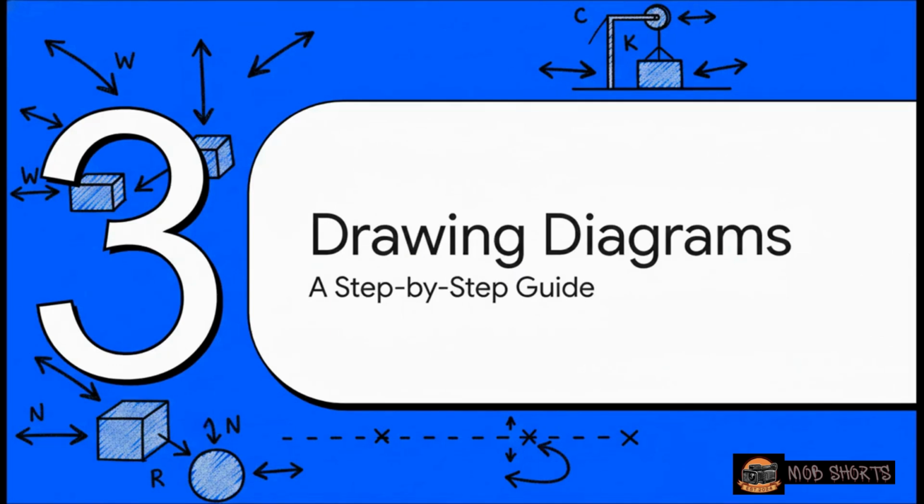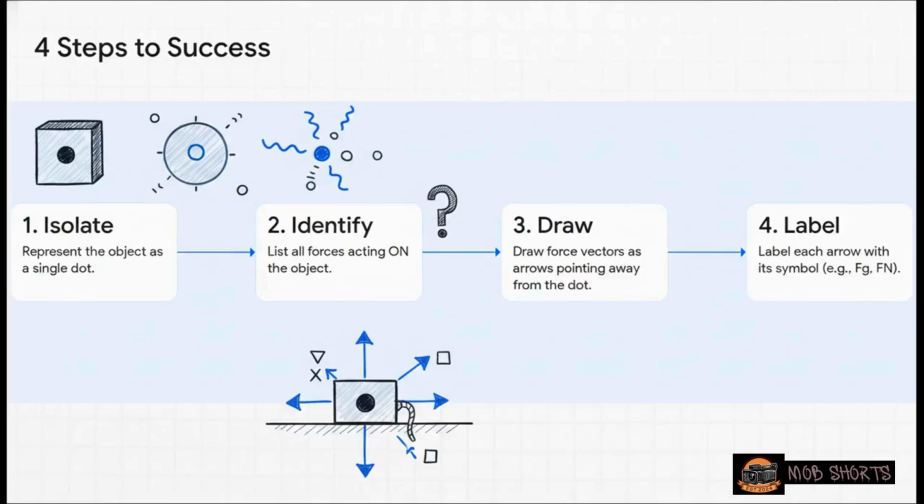Okay, we know what an FBD is, and we've met the forces. So, let's actually put it all together. I'm going to give you a foolproof, step-by-step guide so you can draw a perfect free body diagram every single time. It really is this simple, just 4 steps. 1, isolate your object. Just draw a dot. That's it.